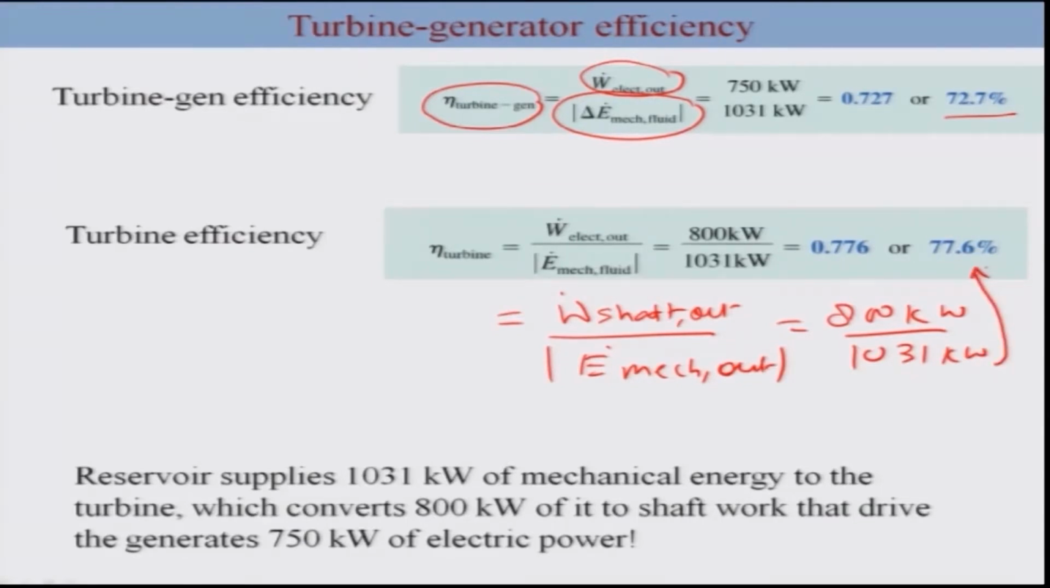Okay, so what does this reservoir do? The reservoir supplied 1031 kilowatt of mechanical energy to the turbine, which converts 800 kilowatt of it to a shaft work, and that drives the generator generating 750 kilowatt of electrical power. The remaining amount is lost. So this is how we are going to calculate and make use of efficiency to solve such kind of problems.